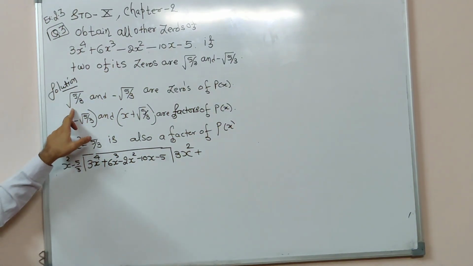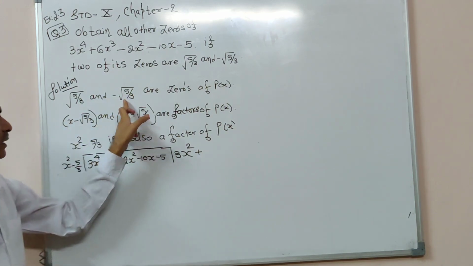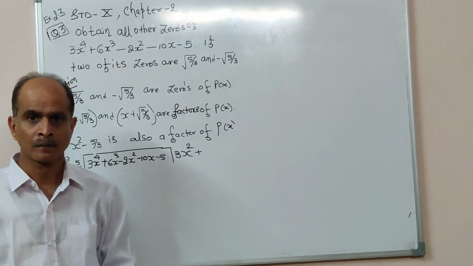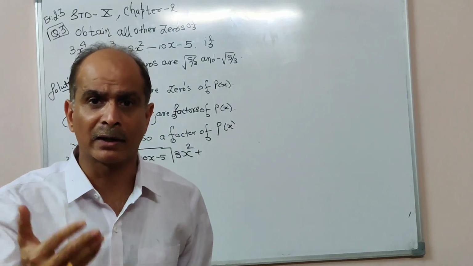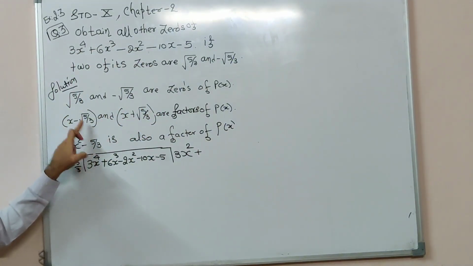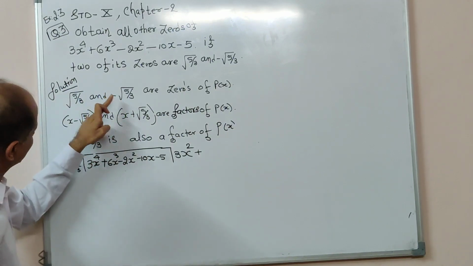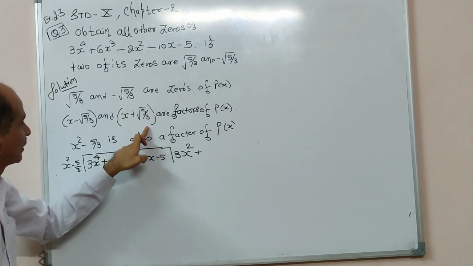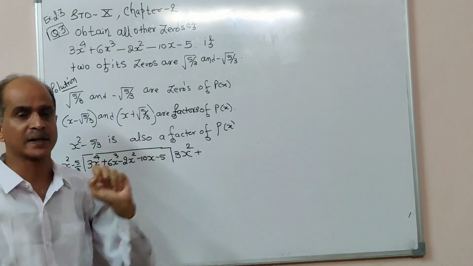Root 5 by 3 and minus root 5 by 3 are zeros of the polynomial p(x). If zeros are given to you, you can easily find the factors of the polynomial. So x minus root 5 by 3 and x minus minus, so it becomes plus, x plus root 5 by 3, they are factors of the polynomial p(x).